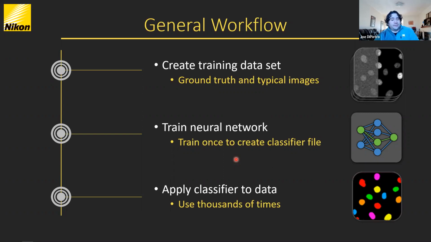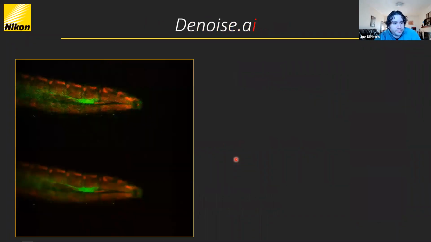Then once we have that classifier, we can apply it to just the first set of images and get the second. Some of these we've trained already, and some of them you can train for your specific data. It depends on which artificial intelligence network we're talking about. So let's go through some of them.